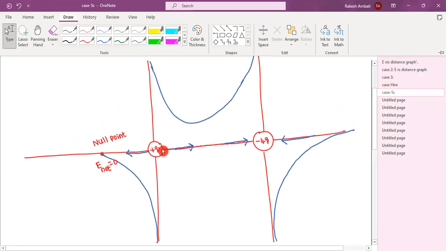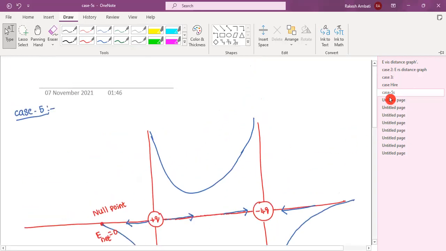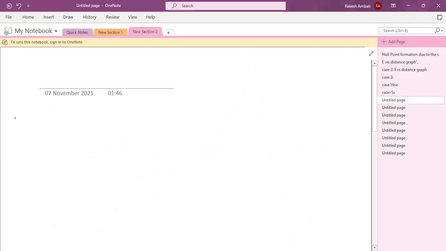If the intensity is in the positive direction, the intensity graph is on the positive side. Smaller magnitude, weaker electric field. Greater magnitude, stronger electric field. So these are the points we have to follow. So, next case.